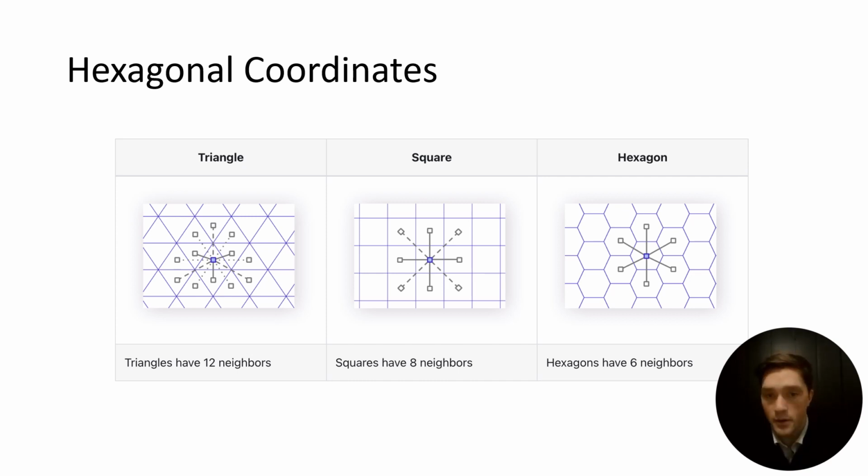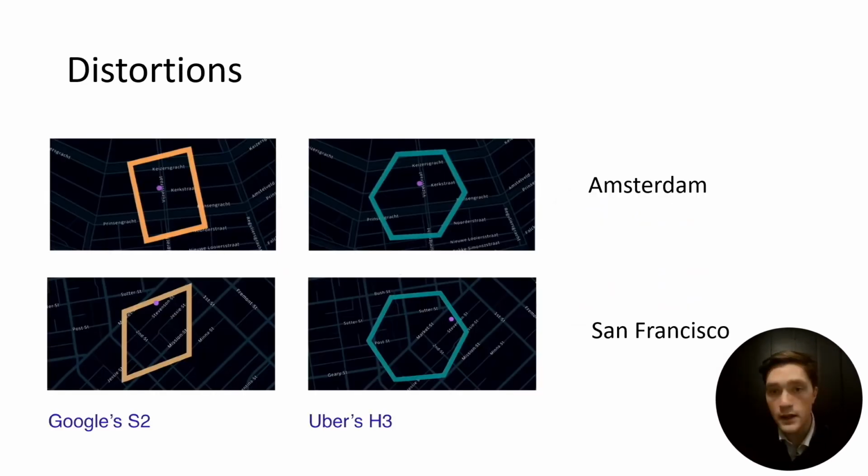So then you have the hexagon approach. Hexagons have 6 neighbors, and they're all equidistant from each other. So we take a hexagonal coordinate system. That's the system we use, and it was created by Uber. Google has their square method.